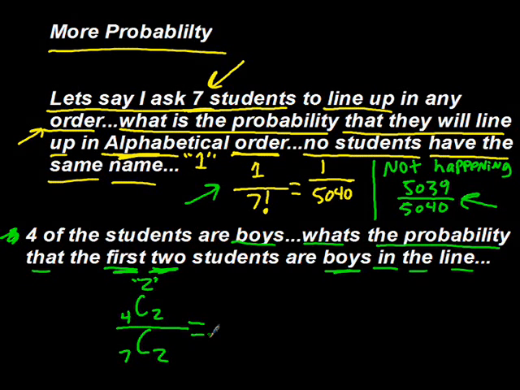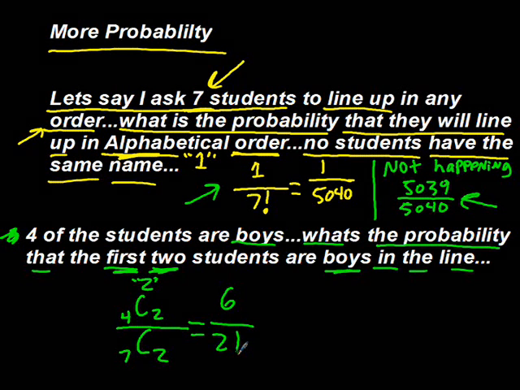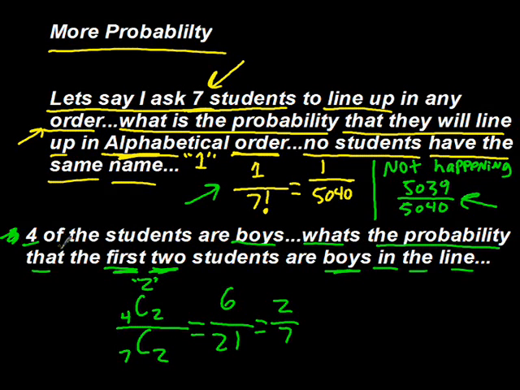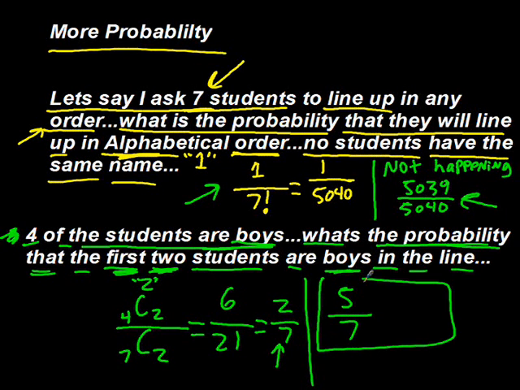And what's my probability? Well, we do the math. We end up getting 6 divided by 21, which is equal to 2 over 7. So if 4 of the students are boys, the probability that the first 2 students are boys is 2/7. What's the probability that they're not the first 2 boys? Well, the answer is 5 out of 7. This is something that we like to call against our favor.